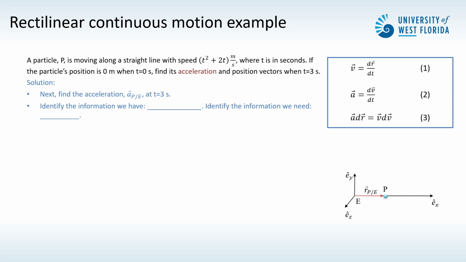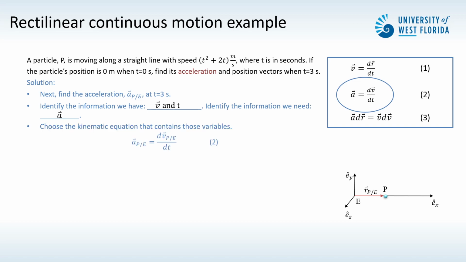So last, we need to find the acceleration vector when t is 3 seconds. Identify the information we have. So this is velocity, and we have it in the form of a vector now, and time. We need acceleration. So choose the equation that contains those variables, and that's going to be equation 2.